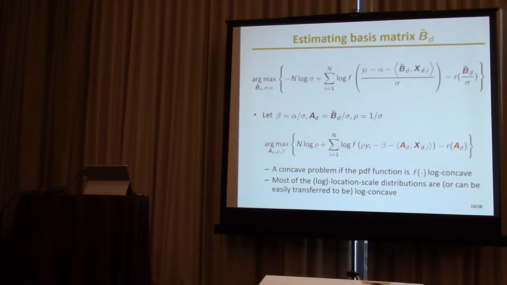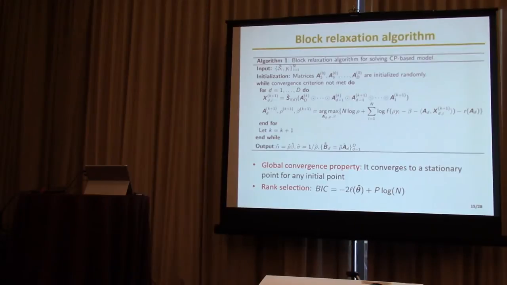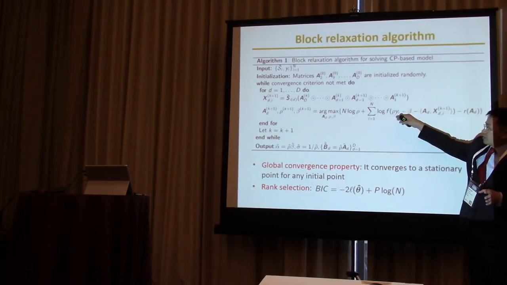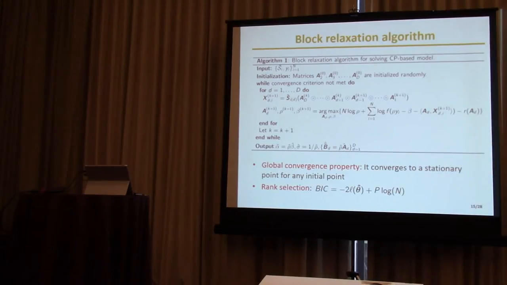We summarize the whole algorithm as the block relaxation algorithm here. Basically, each time we update one block until it converges. This algorithm has a global convergence property, which says it converges to a stationary point from any initial point. For this algorithm to run, we need to know the rank in advance, and we use BIC to select the rank here.